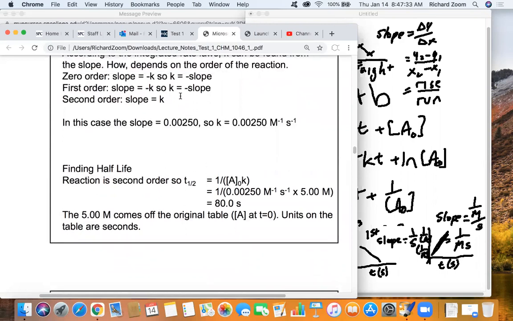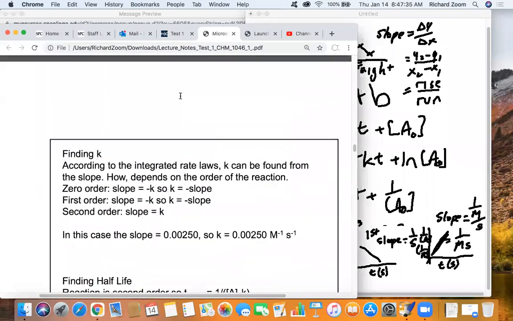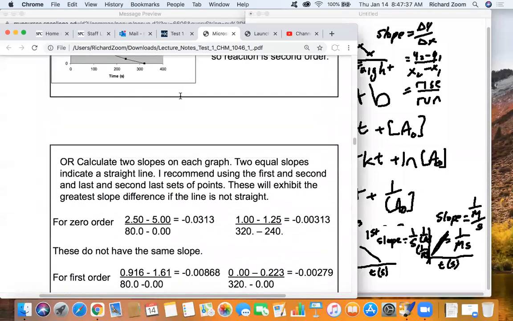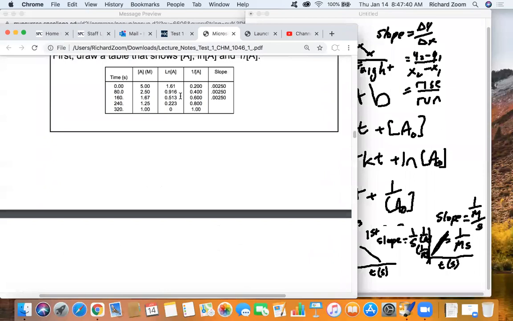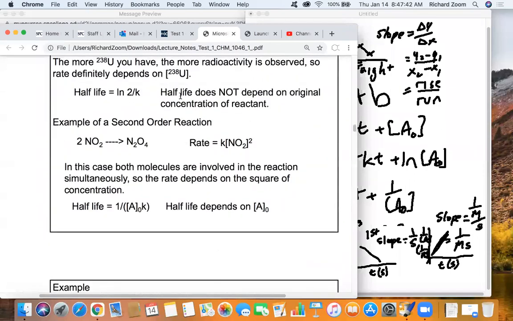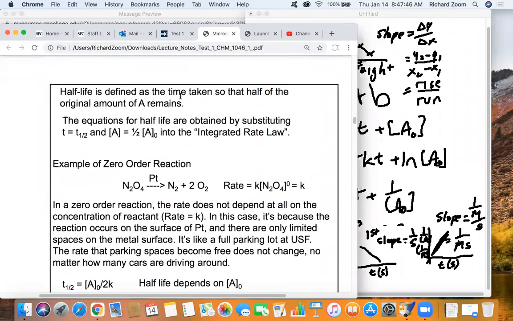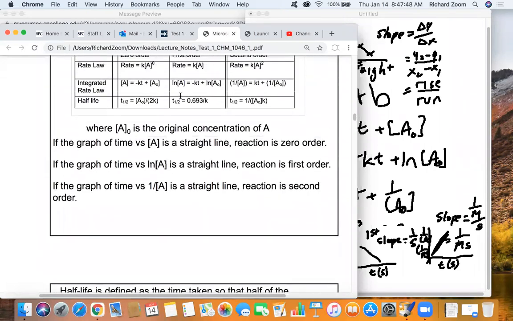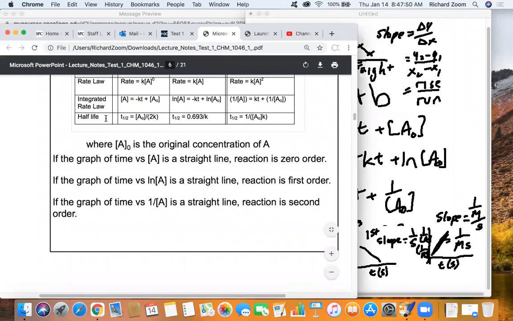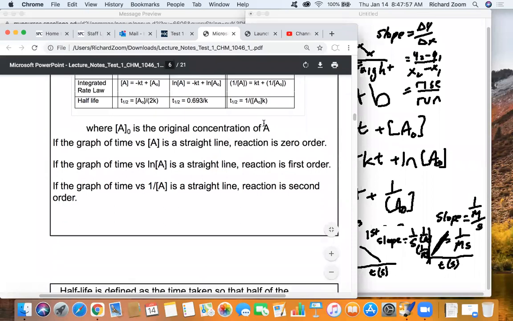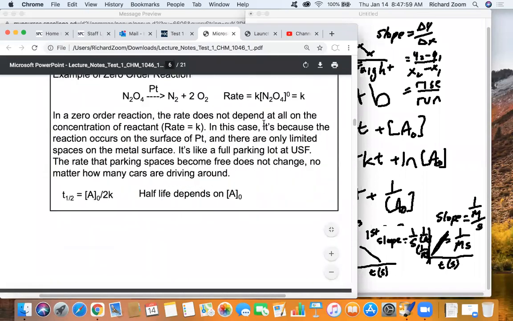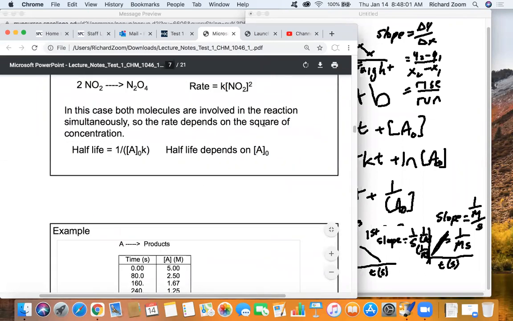So if you're finding the half-life, then remember you are given the half-life equations up here. Let's go back. You're given the half-life equations up here, which is going to be 1 over A0 times K because we're dealing with a second order process. So that's how I know which equation to use.